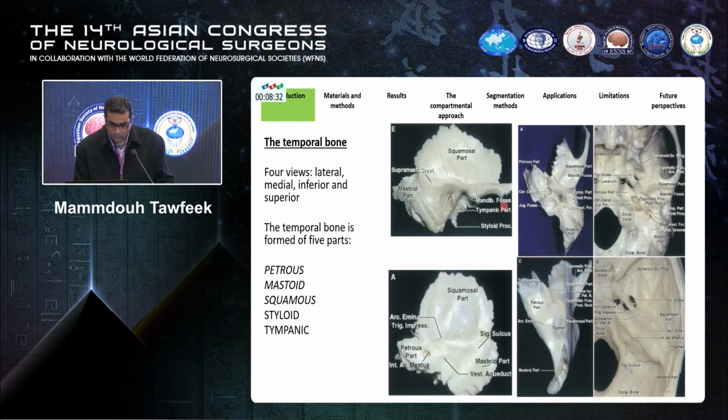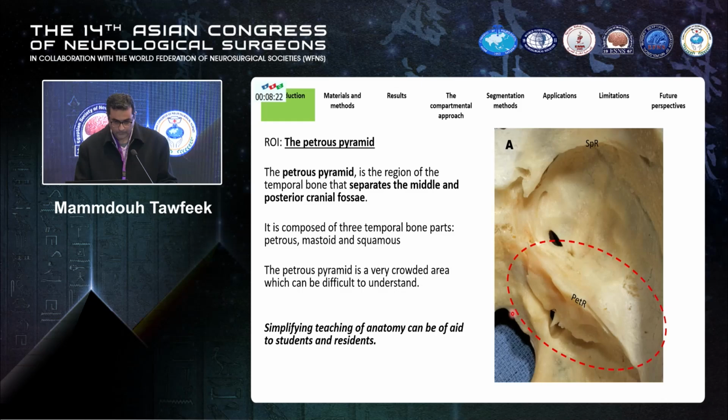So this is a classical view. This is the lateral view of the skull, of the temporal bone. This is the medial view, an inferior view of the temporal bone and skull base, and also the superior view right here. So the Petrous pyramid is a region that separates the middle and the posterior cranial fossa.